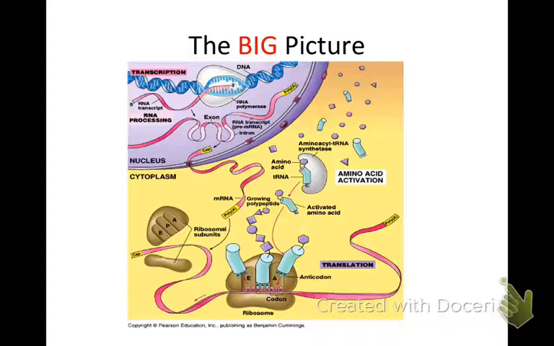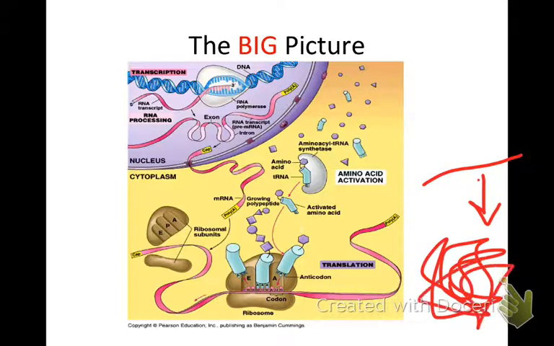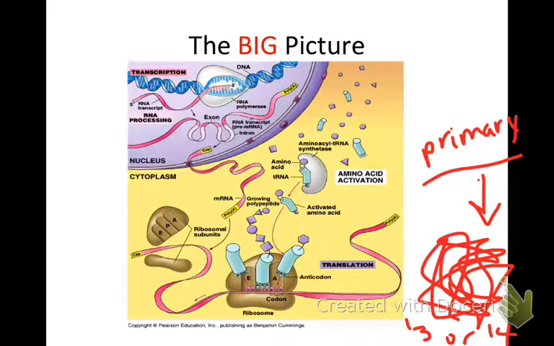Remember, proteins don't function if they look like this. They only function if they look like this. Remember, proper shape, proper function. This is the primary structure that we just made. We want to take this and turn it into a tertiary structure or quaternary structure. So this is how we do that.